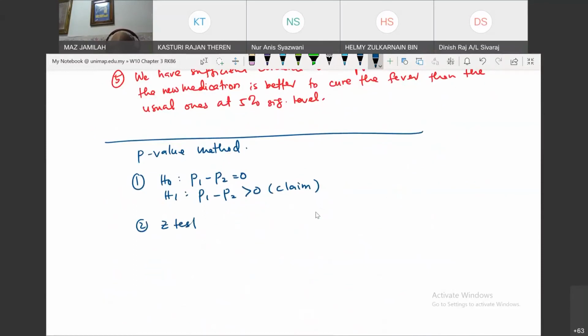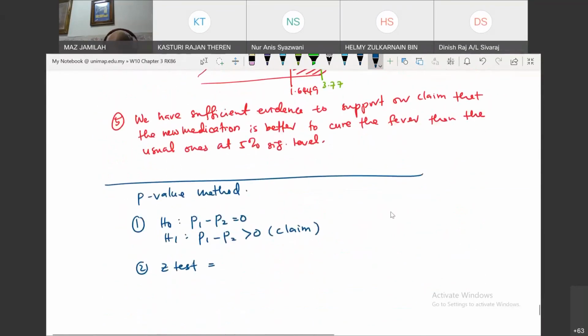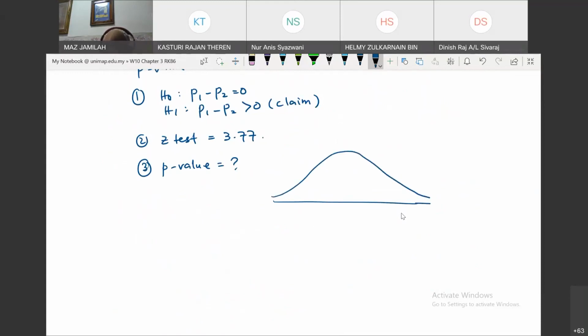And then the second one would be to find the z test. That will be the one that we obtained just now, 3.77. Now we need to find, using 3.77, what is our p-value. So z test is 3.77. If we draw a right tail test, the z test we calculated just now is 3.77. We need to find the probability here, and this is what we call our p-value.